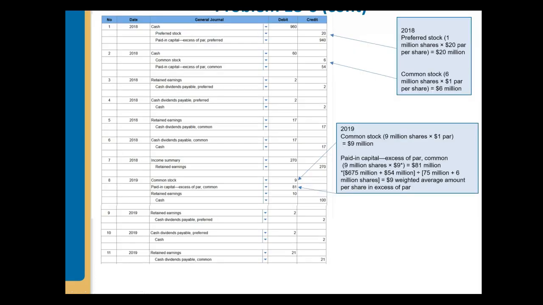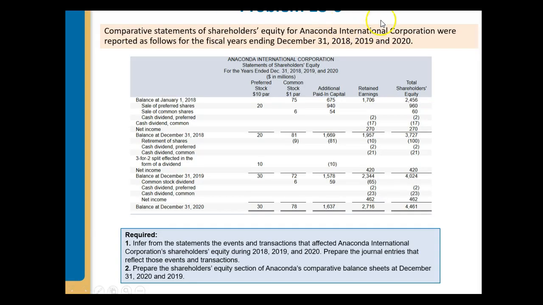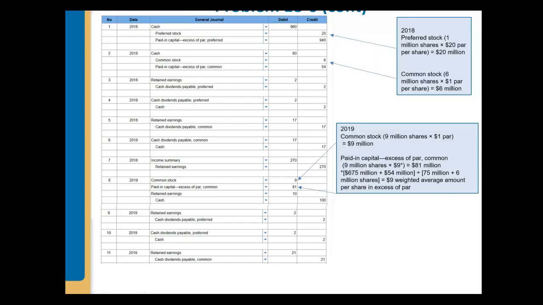Next, the common stock dividend. We would debit our retained earnings for 17, credit our cash dividends payable for common stock. Then number 6 here, we would debit our payable, credit our cash. You can see the dividend here of 17. Then the income summary, we would debit for $270 and credit our retained earnings for $270.